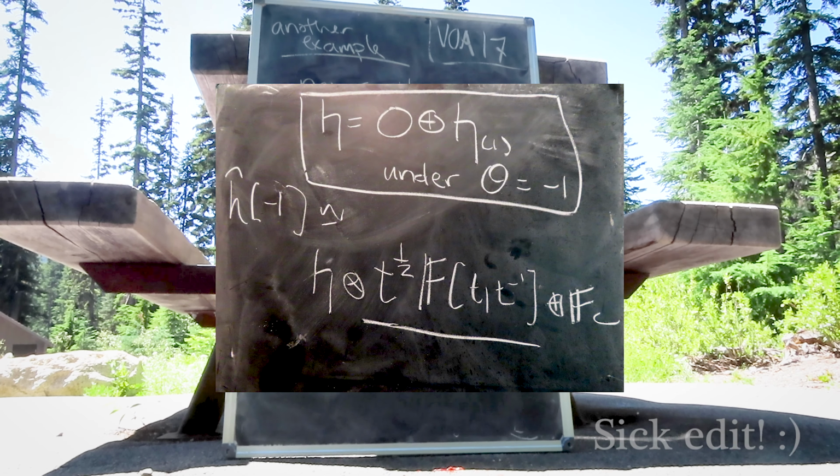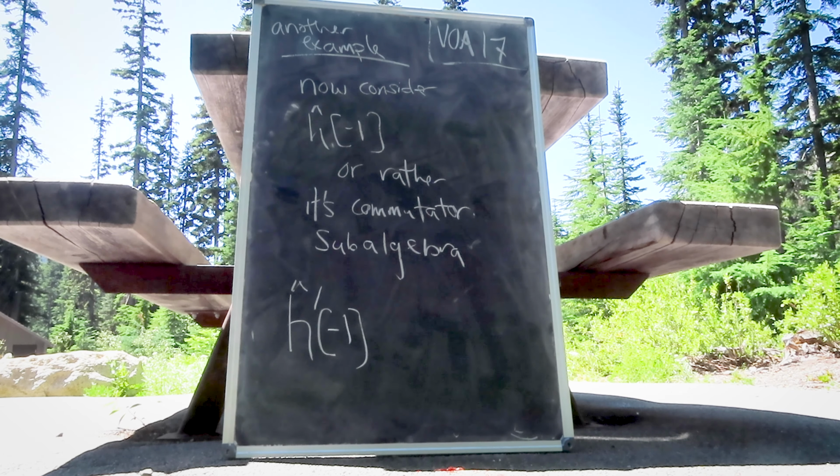So H hat of -1 is entirely comprised of a central term and the odd-odd involution subspace, meaning it's proportional to half-odd integral powers of the formal variable t. Following the exact same arguments for H hat, we find another Heisenberg algebra, the commutator subalgebra of H hat of -1.